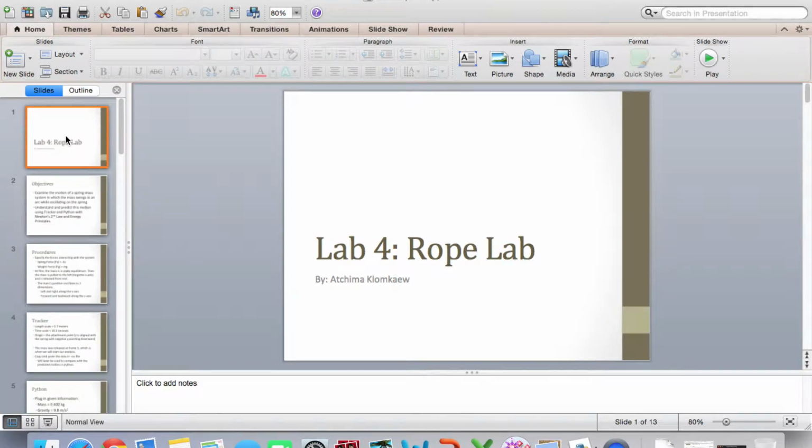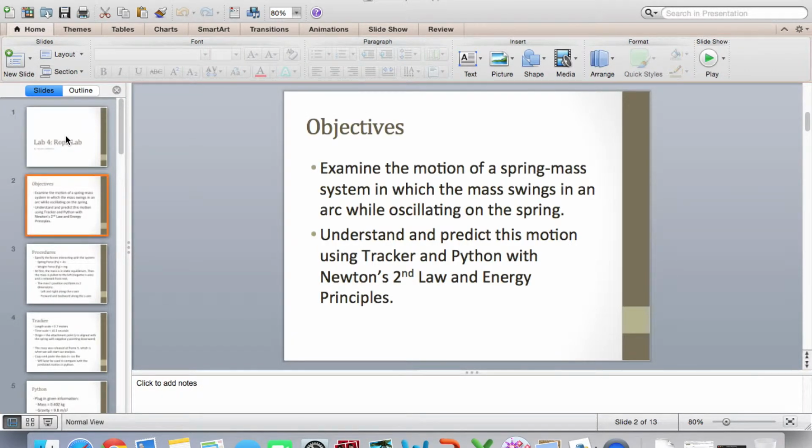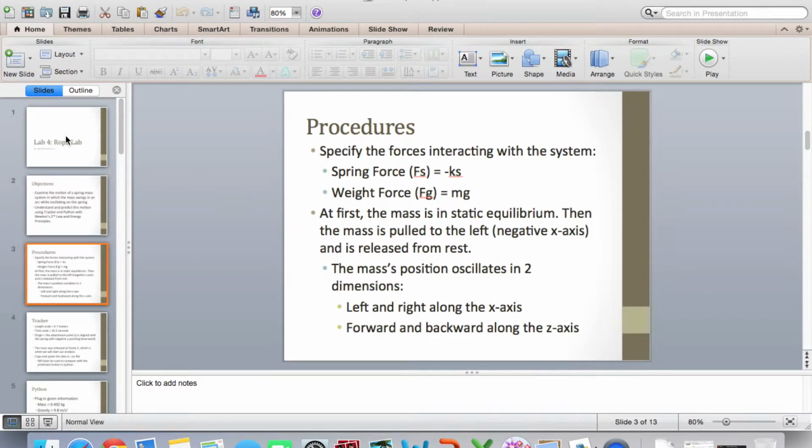Hi, welcome to Lab 4, Rod Lab. In this lab, we'll examine the motion of a spring-mass system in which the mass flows in an arc while oscillating on the spring. We also will understand and predict the motion by using Tracker and Python, along with Newton's second law and the energy principle.